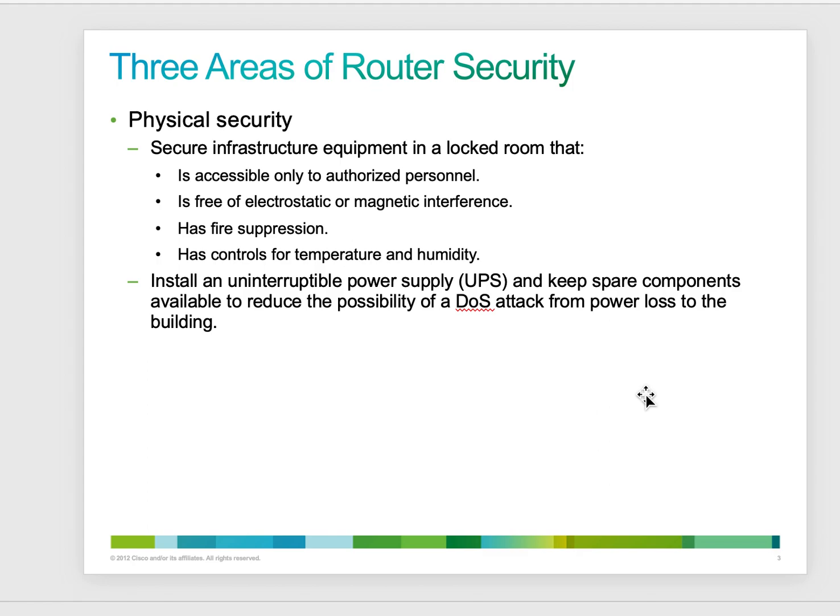Another thing to do for physical security around your network equipment is to install an uninterruptible power supply, called the UPS, for all your network equipment, because you cannot have electrical power failure. So you install a UPS and keep the spare components available to reduce the possibility of a denial of service attack from power loss to the building.